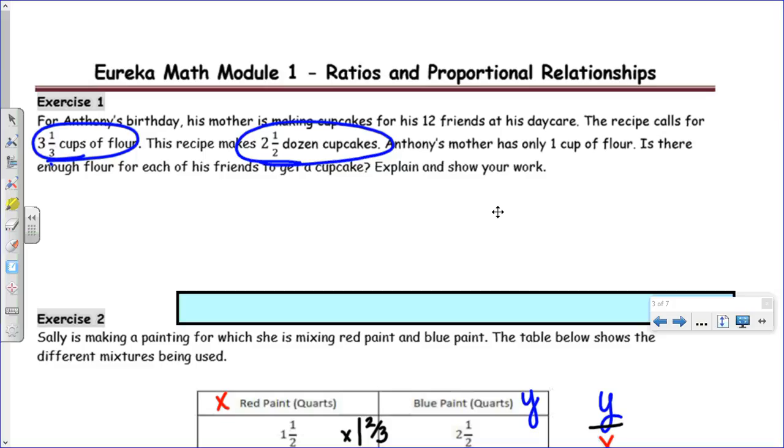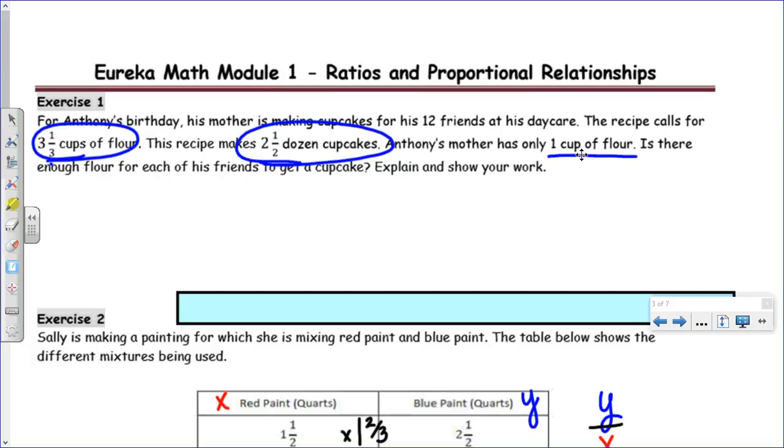Well, 2.5 dozen, I mean, that's kind of a lot, right? Like each dozen is 12. So 2.5 dozen, that's more than enough for each one to get a cupcake. The problem is that Anthony's mother only has 1 cup of flour. So is there enough flour for each of his friends to get a cupcake? Well, we kind of have to change the recipe then.